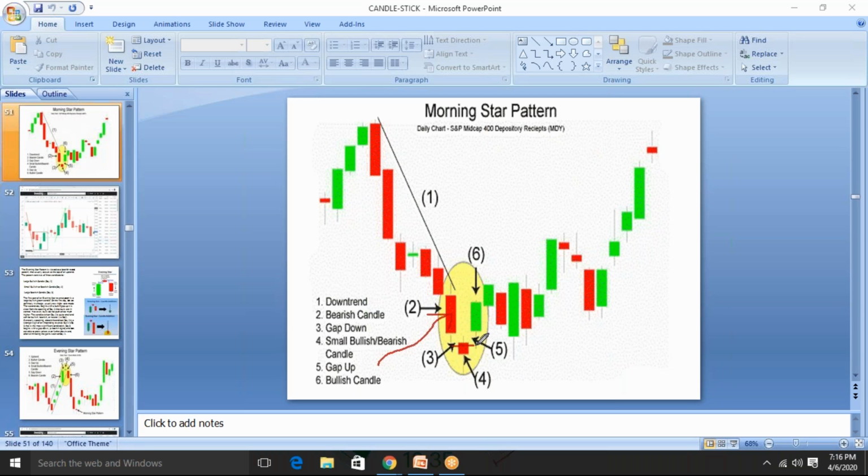But this candle should gap down. It should be a gap down opening, and the length of this candle should be small. The color of this candle can be either green or red. Color can be both, bullish or bearish candle. It is also explained at this level. Is it fine, sir? Yes, sir.